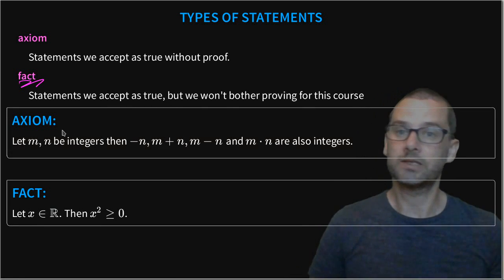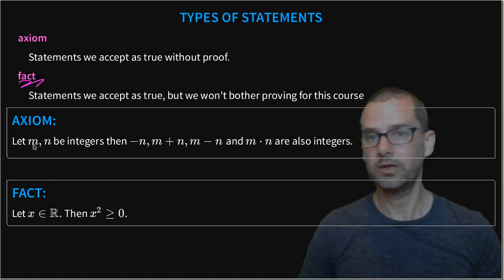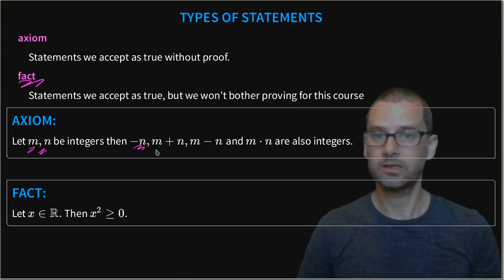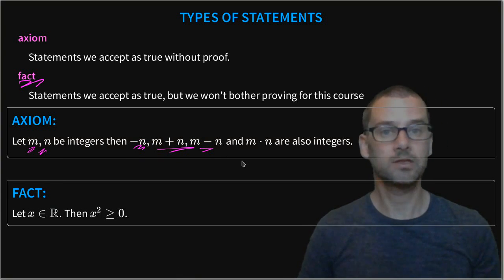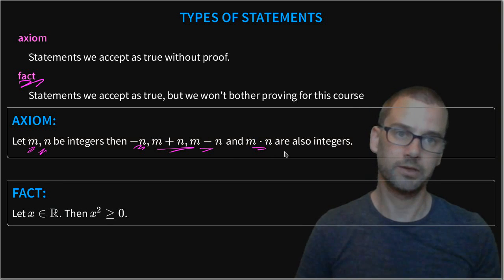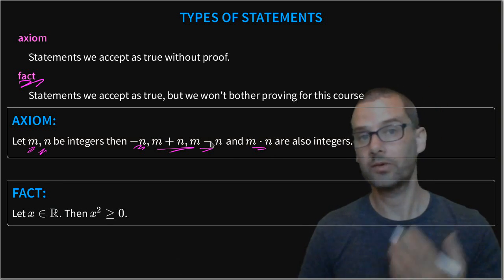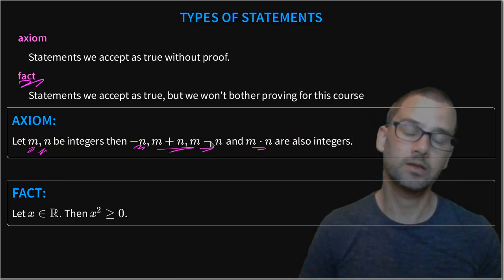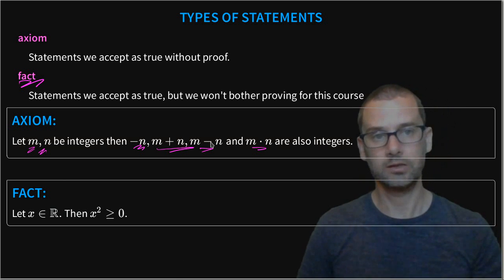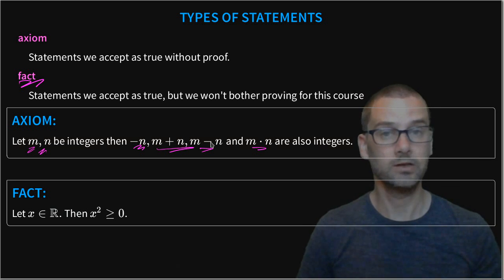So we will take as an axiom the following property of integers. If we take two integers, m and n, then minus one of them is an integer, the sum is an integer, the difference is an integer, and the product is also an integer. So we won't have to prove these things. We'll take these things as facts. So if we have two integers, we'll accept that their product is also an integer. Okay, so there's basic properties of the integers.